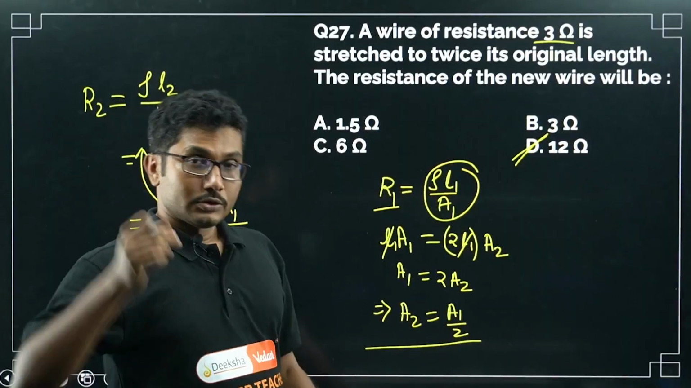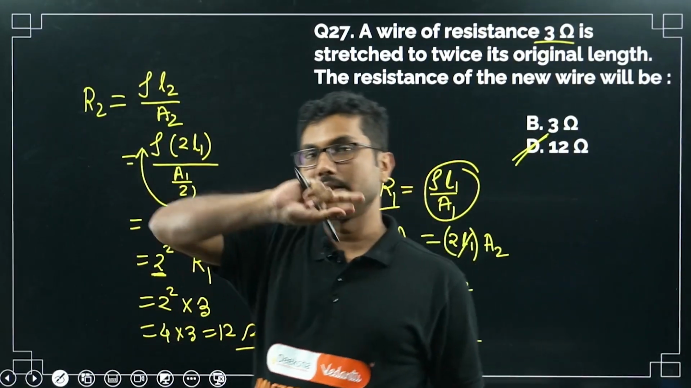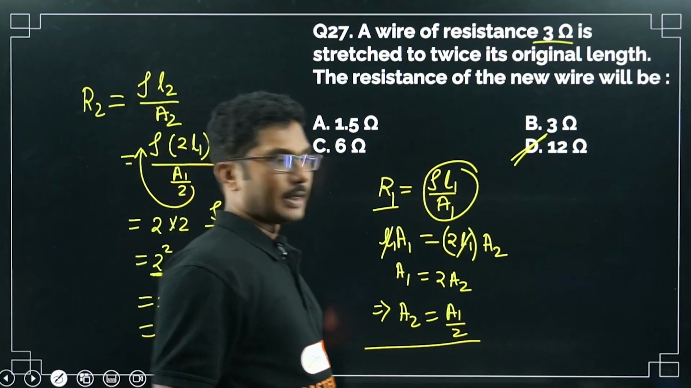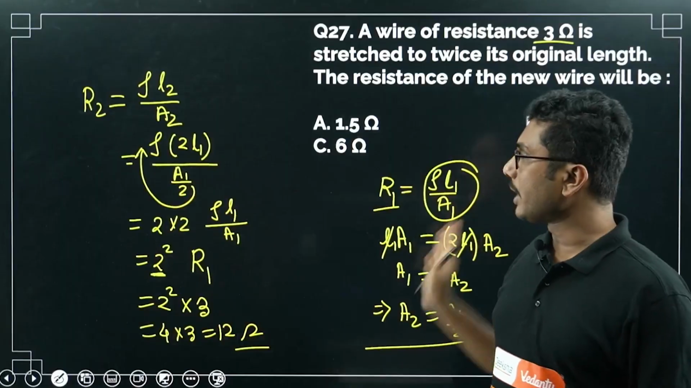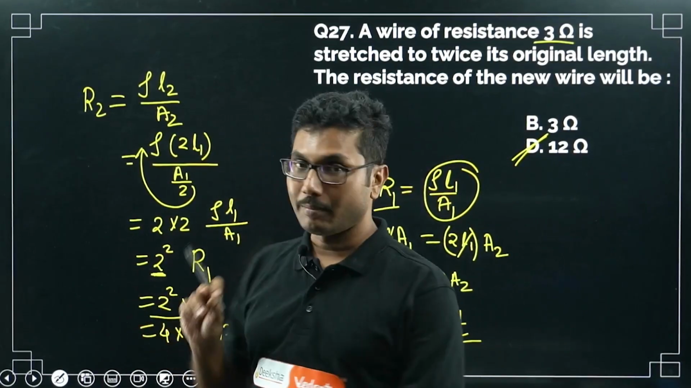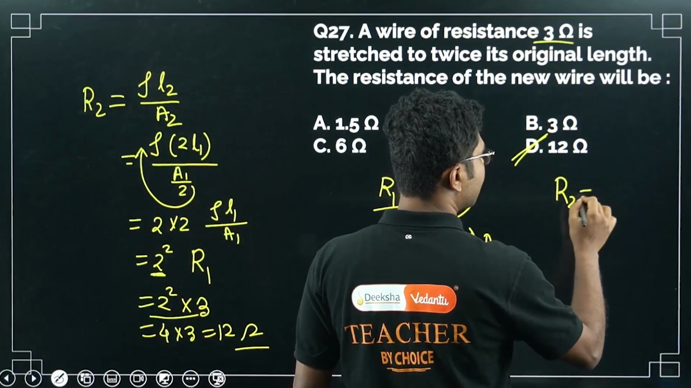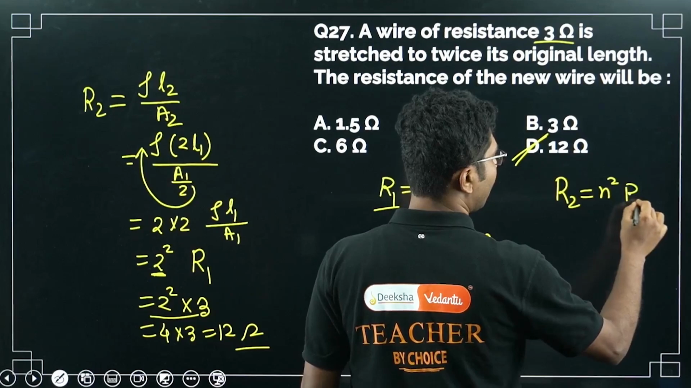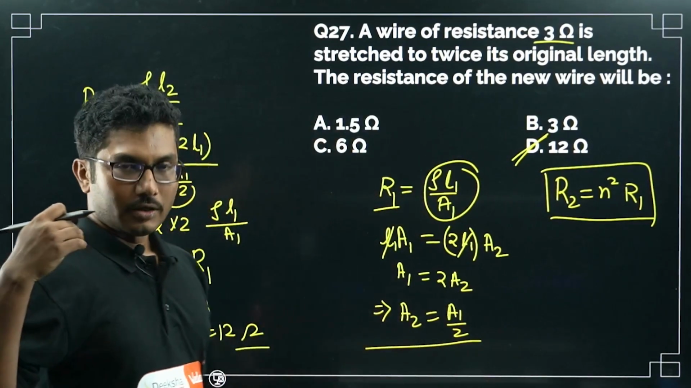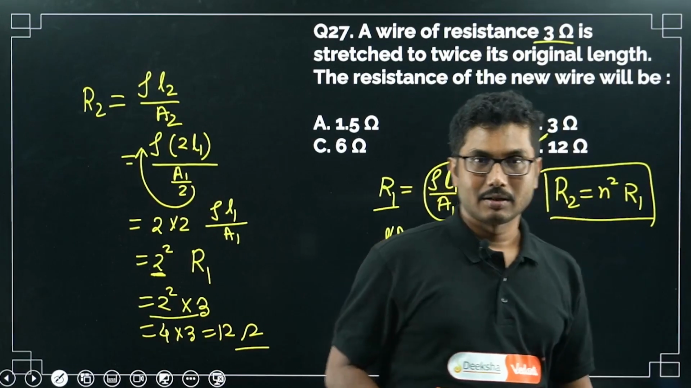So be careful while answering this question. If you remember this formula, you can answer it in one line, in less than 10 seconds. But if you don't remember the formula, then you can use the longer method. That's why I said the number of times. So the formula is R2 equals N square R1, where N is twice, thrice, 5 times, whatever that value is.